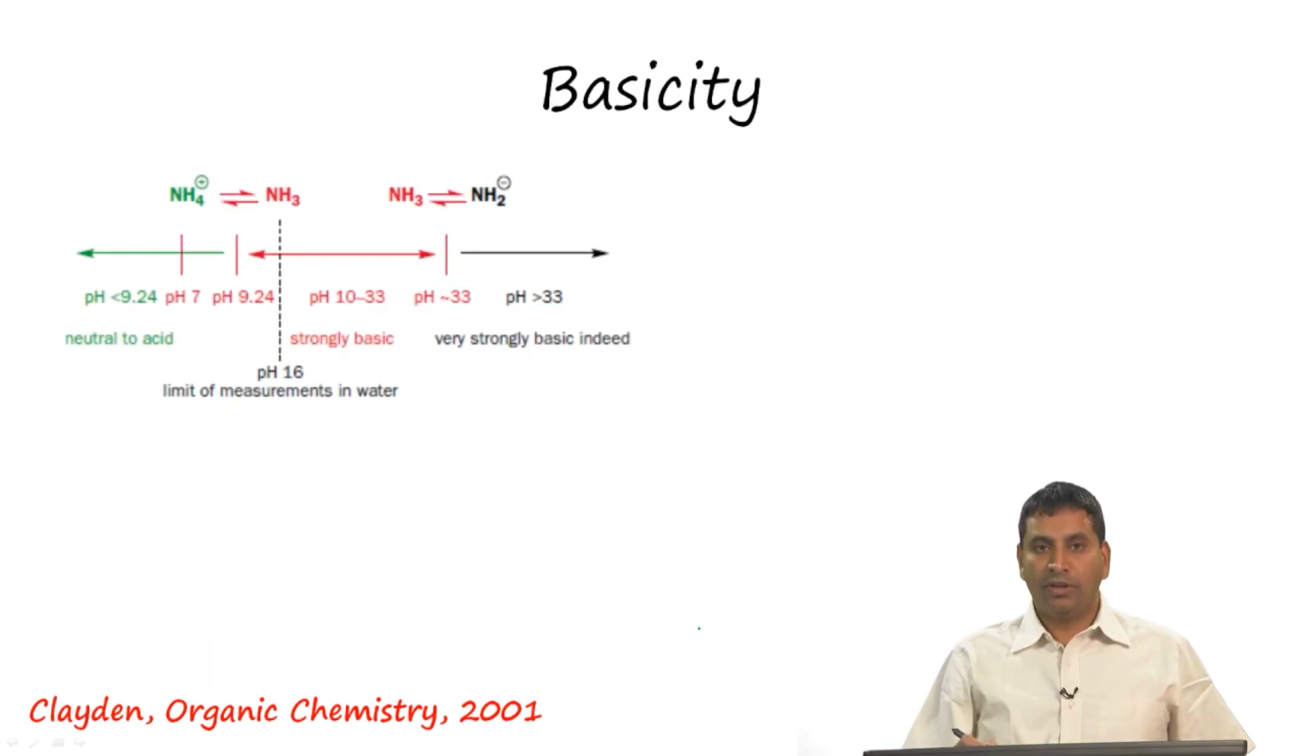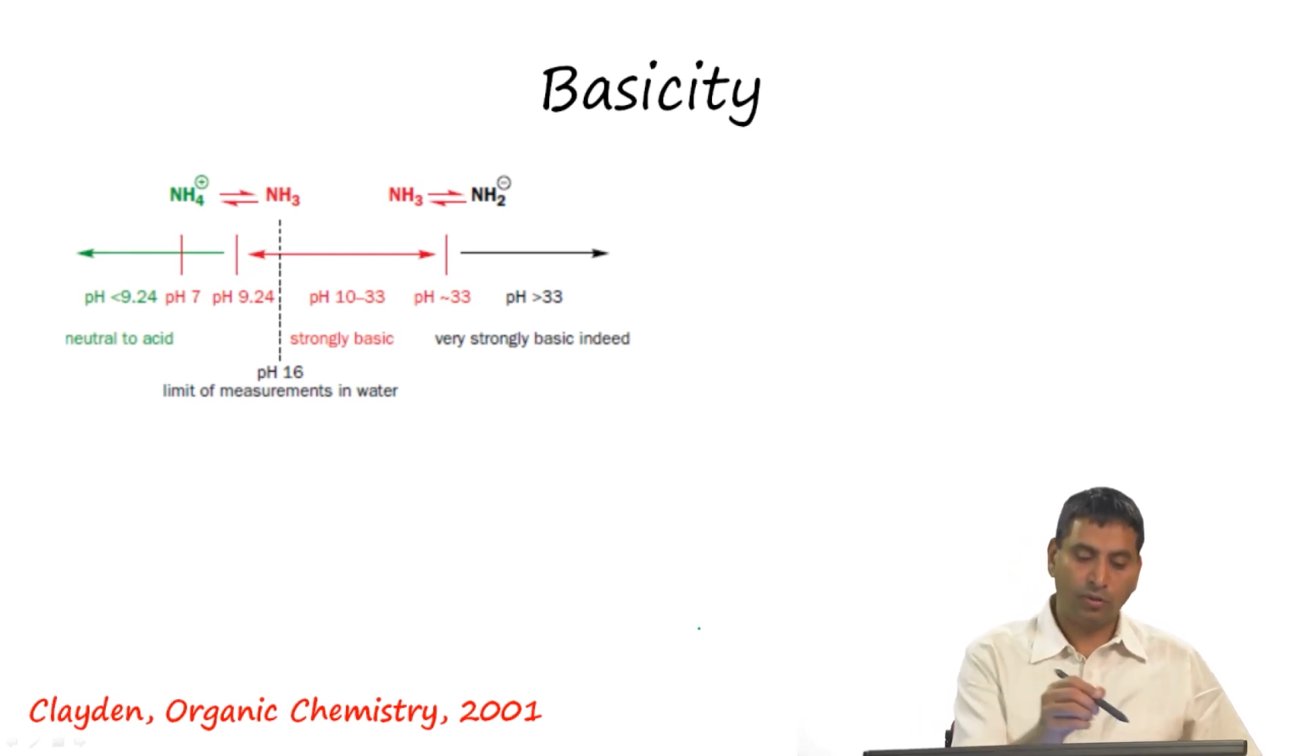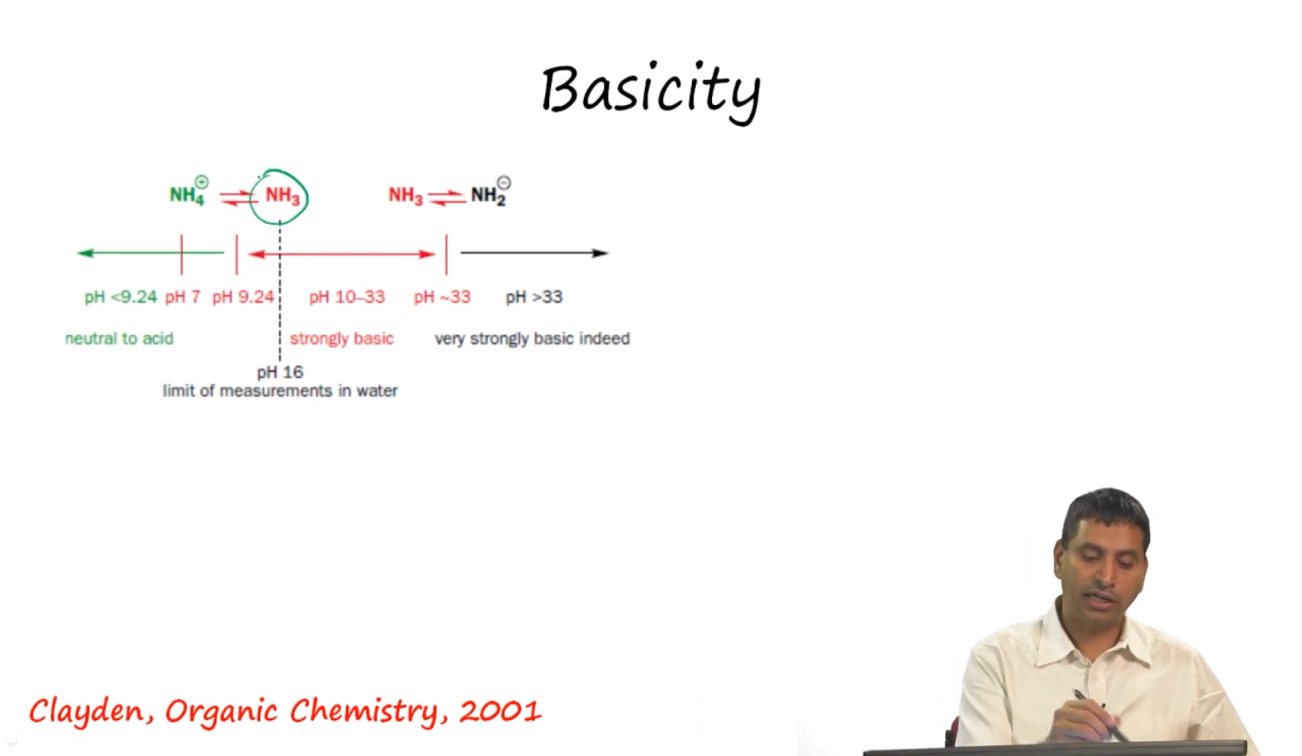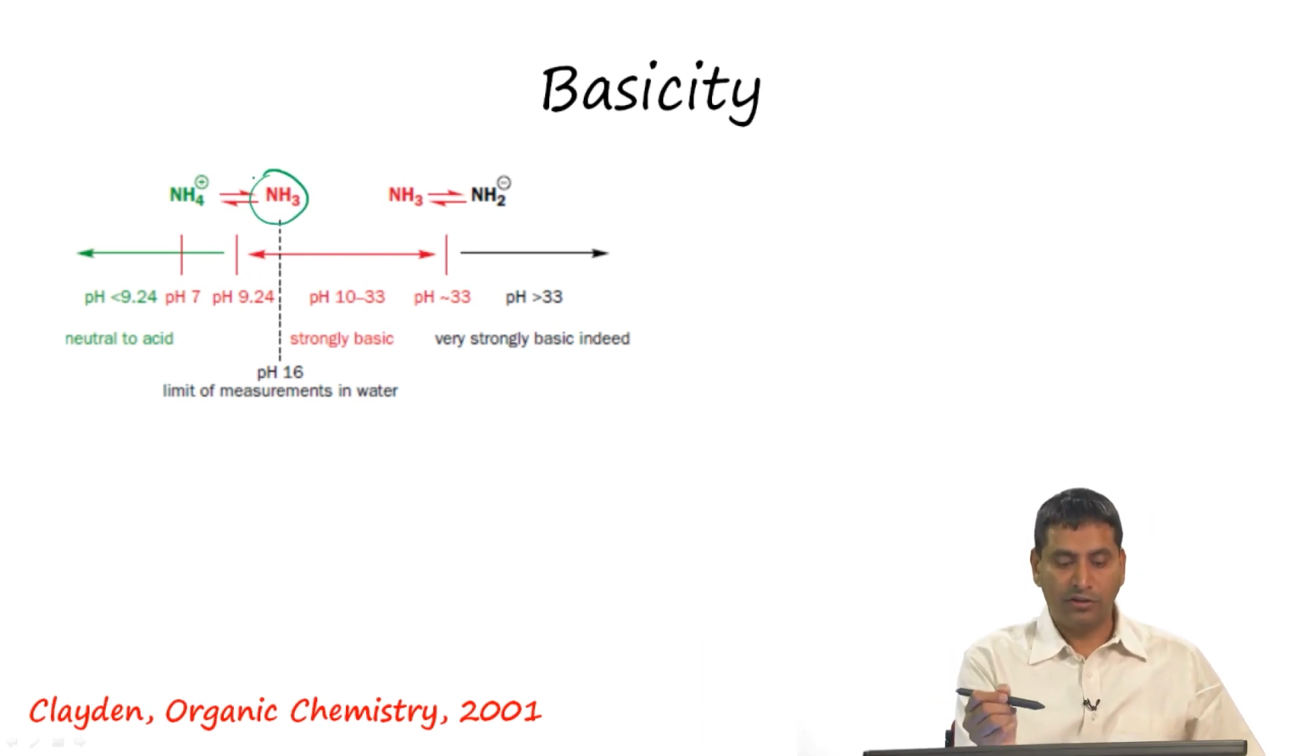So, with that in mind, let us look at basicity. So, nitrogen containing molecules such as amines are very unique. We just showed you that ammonia can act as an acid. Okay. So, this actually acts as an acid and produces NH2 minus.